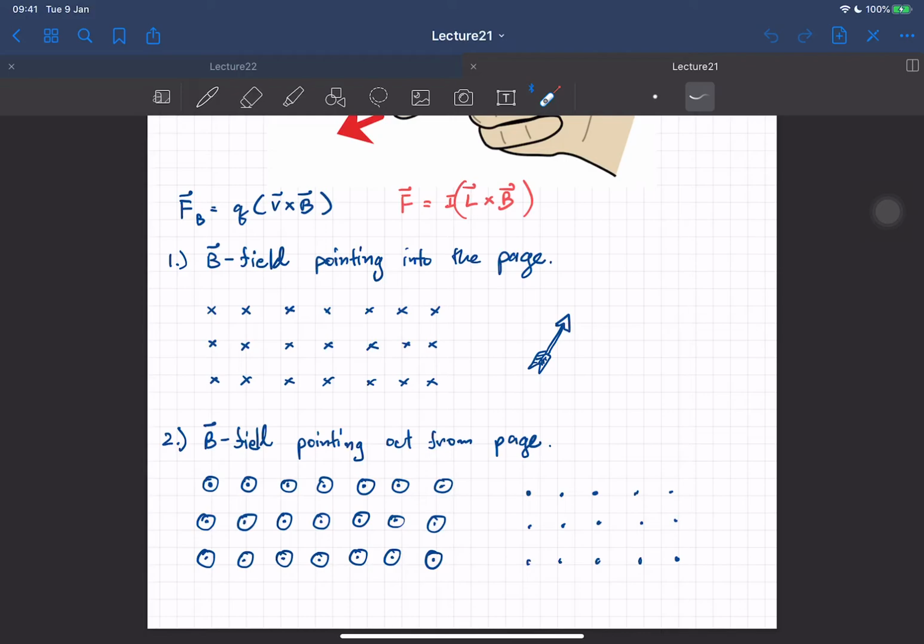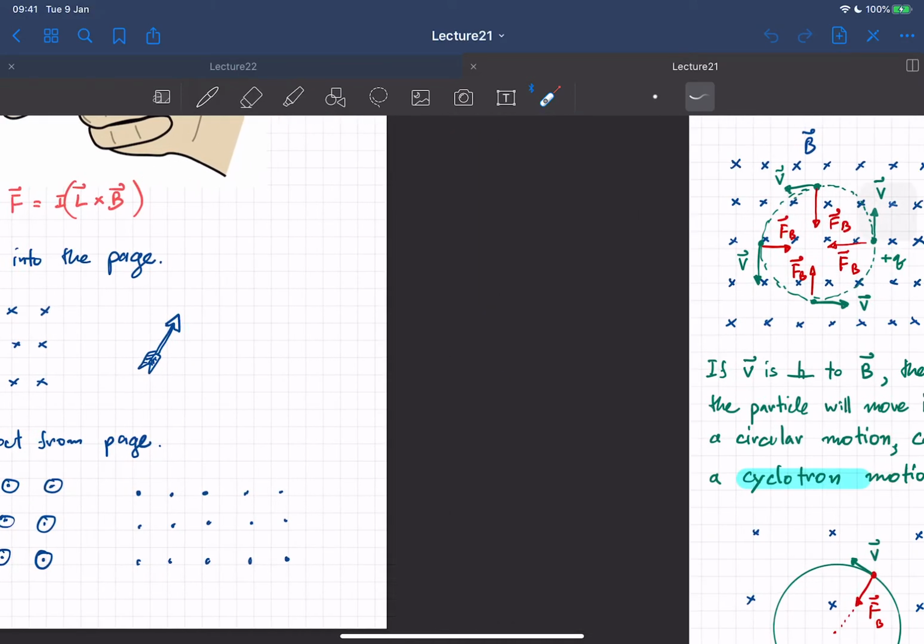So this is very important. You have to get used to this, because we're going to draw it like this in the homework and also in the final exam. So you should understand what it means.